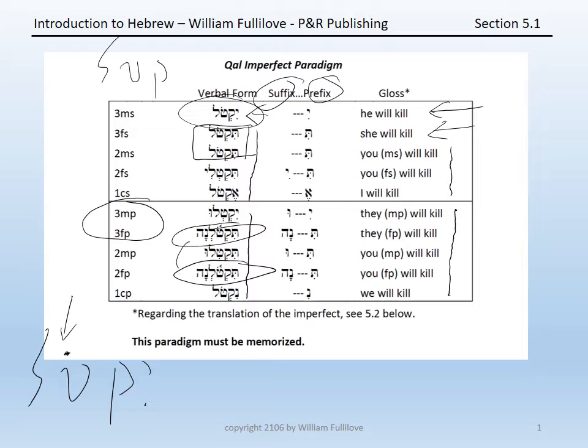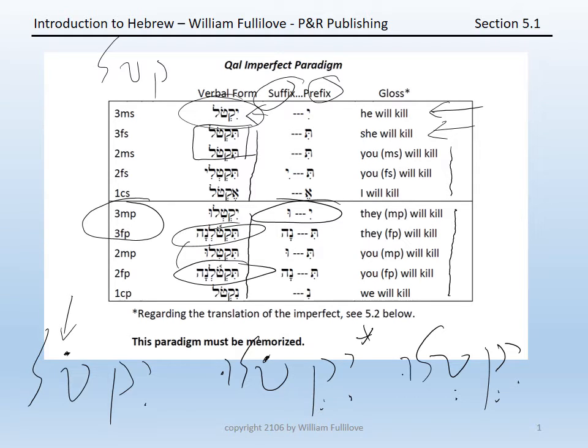When this theme vowel is unstressed, however, it will reduce to a vocal shva. So with the form yiktol, and then the addition of the u to make the third masculine plural form, the expected yiktolu reduces to yiktelu, with a vocal shva, because the stress, as in normal Hebrew words, is on the last syllable.